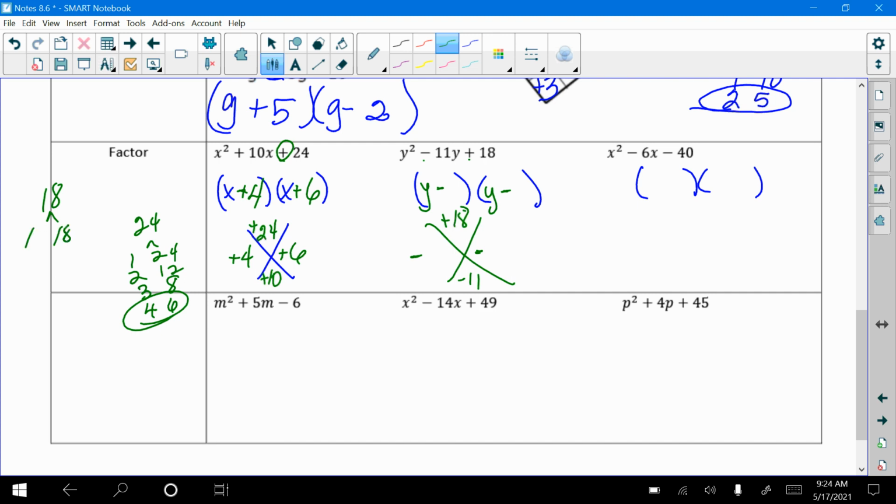1 and 18, that adds up to 19. 2 and 9, that adds to 11. So 9 and 2.